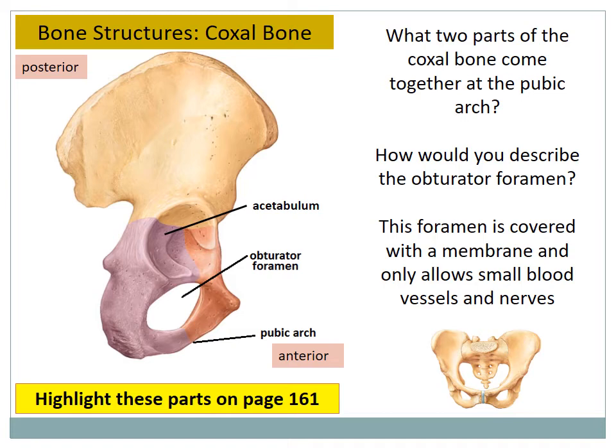How would you describe our obturator foramen? A giant hole. Very good. So it's a giant hole that we find in our coxal bones. Now, this is just a foramen, so it's a hole. It's covered with a membrane. It only allows small blood vessels and nerves to go through.